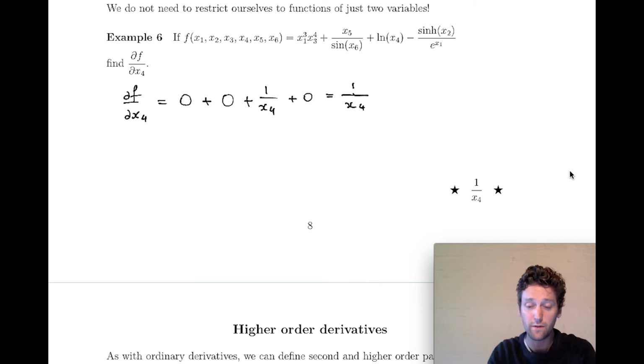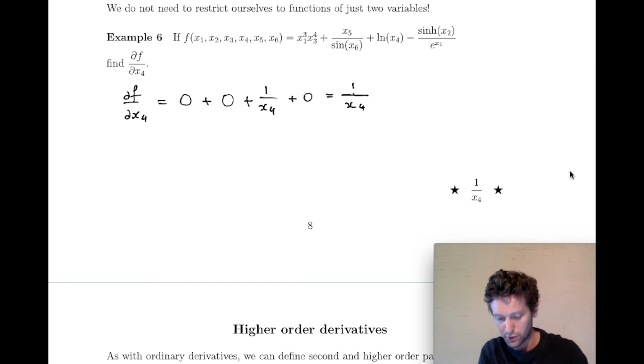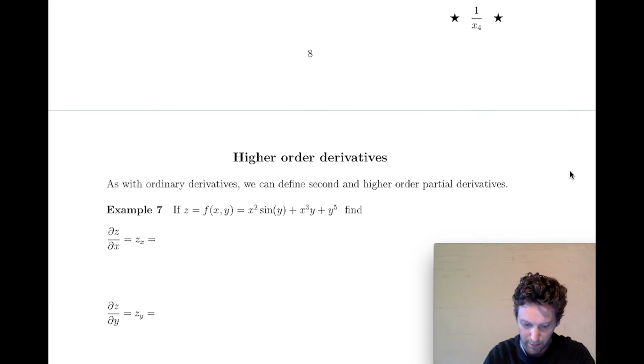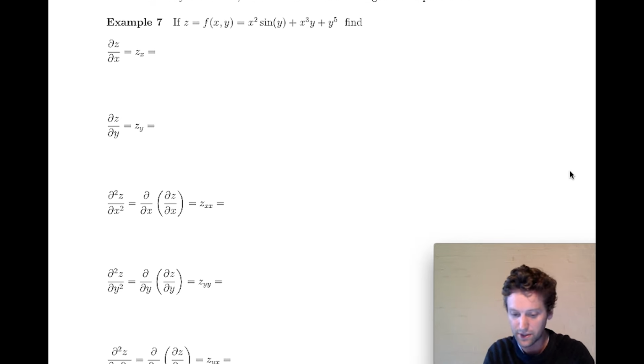So far we've only dealt with functions that have first order derivatives, their first partial derivative. But just like with ordinary derivatives, we can define second order derivatives, third order derivatives, and so on. We just have to be a little bit careful because, of course, I could have combinations of derivatives with respect to x and derivatives with respect to y. So let's look at example 7. I've got a function z is equal to x squared sine y plus x cubed y plus y to the power of 5. And I want to find its partial derivatives, including second order partial derivatives.